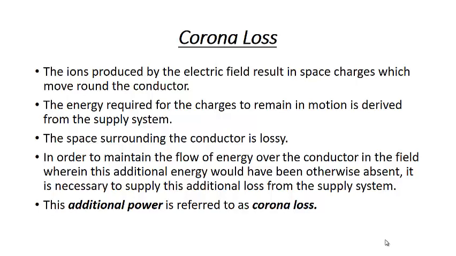So the space which surrounds the conductor requires some energy, and is lossy. In order to maintain the flow of energy over the conductor in the field, wherein the additional energy would have been otherwise absent if these charges were not present around the conductor, it becomes necessary to supply this additional power from the supply system. This additional power that is supplied for maintaining this discharge is known as corona loss.